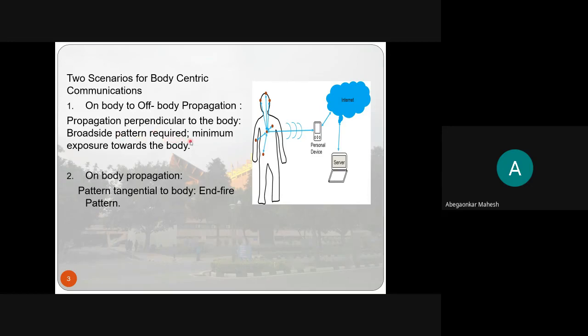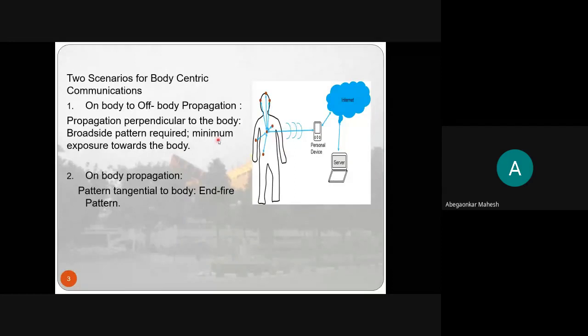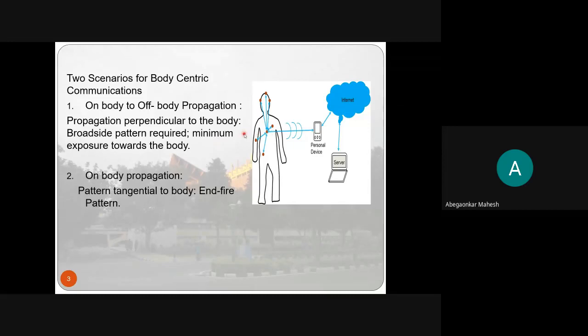So people with antenna background will understand what a broadside pattern looks like. And also the challenge is minimum exposure towards the body. Typically the antenna will radiate in both directions, forward as well as backward. So an antenna which is communicating to a personal device will also send some energy into the body. So your body will also be exposed to electromagnetic energy. Therefore we should have an antenna which gives minimum exposure towards the body, which will radiate a minimum amount of energy towards the body.